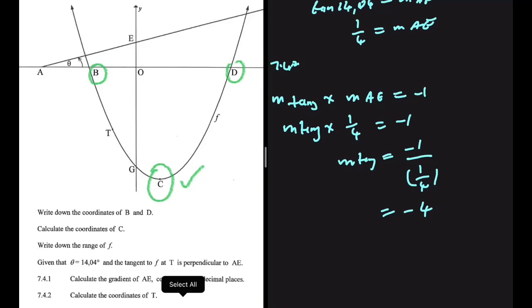The tangent touches f of x at T. So we can differentiate f of x and find f prime of x. And that is how we're going to get to the x value of T.